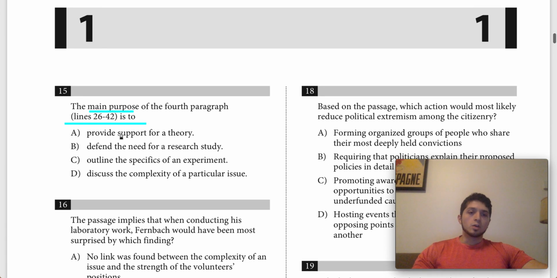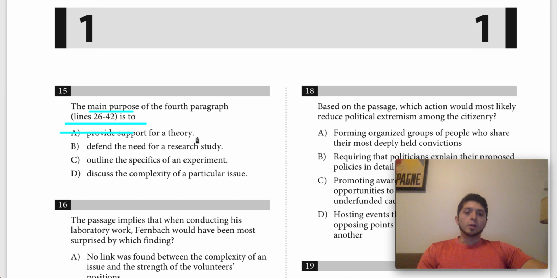match that. So A says that the fourth paragraph provides support for a theory. And that's not really a good answer choice because there's really no theory yet that's being proposed. There is a hypothesis and a thesis, but we're not even to the conclusion yet. The only thing that we've seen so far is methodology. So I think we can get rid of A.